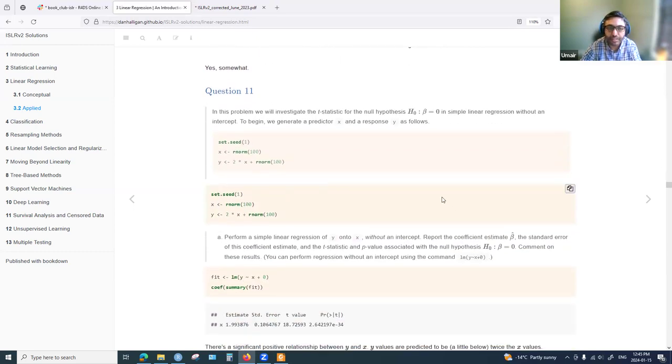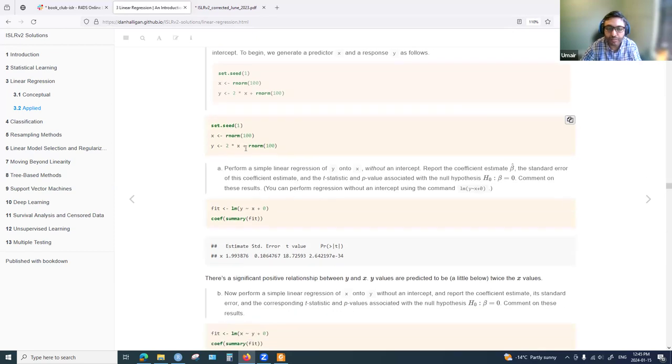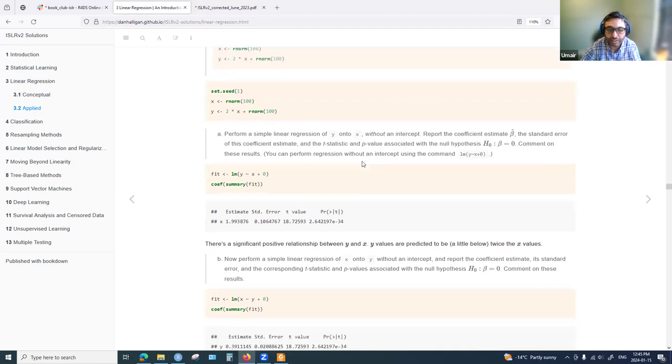Question 11. In this problem, we will investigate the t-statistic for the null hypothesis beta equals zero in simple linear regression without an intercept. To begin, we generate a predictor x and y response as follows. So we have a population regression line here already. Y is based on x, so this is the fake data that is created first, and then they ask to fit the model on this generated data, but without an intercept term in the equation.